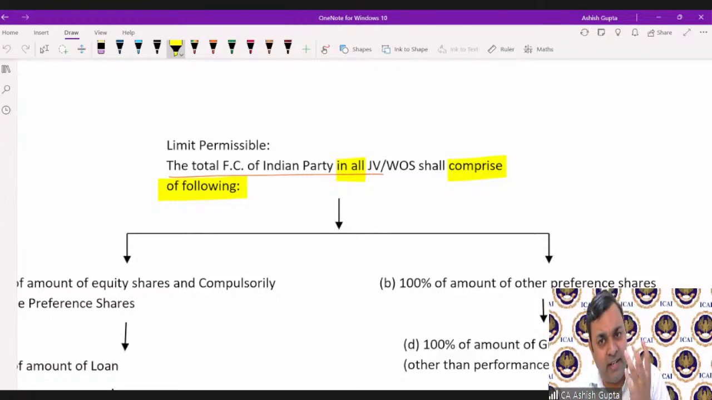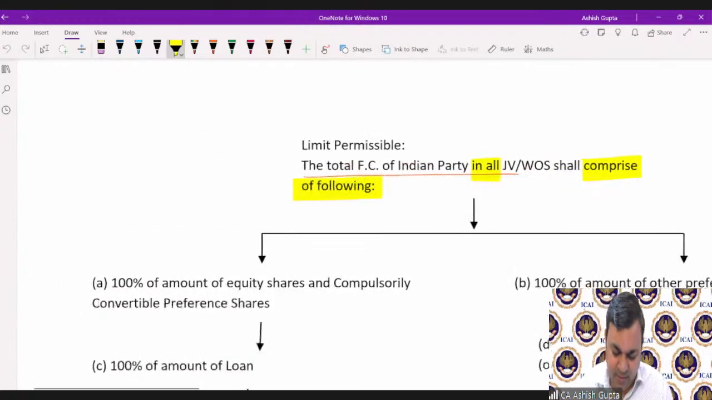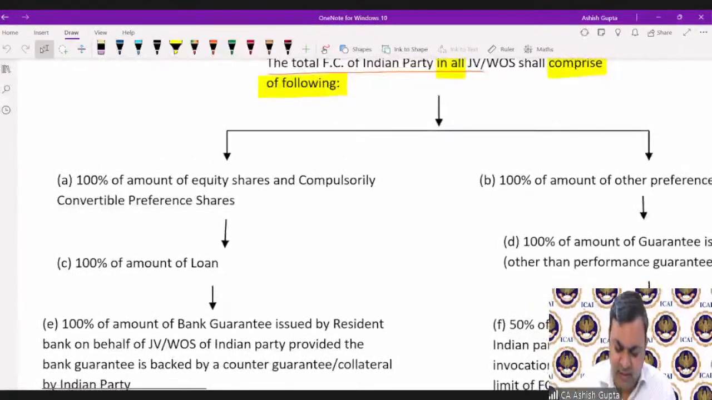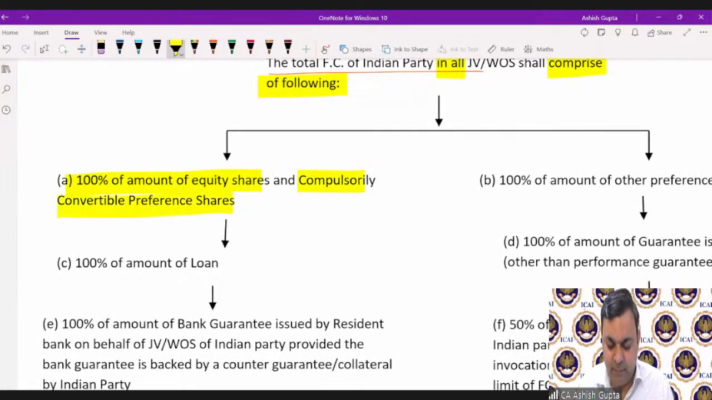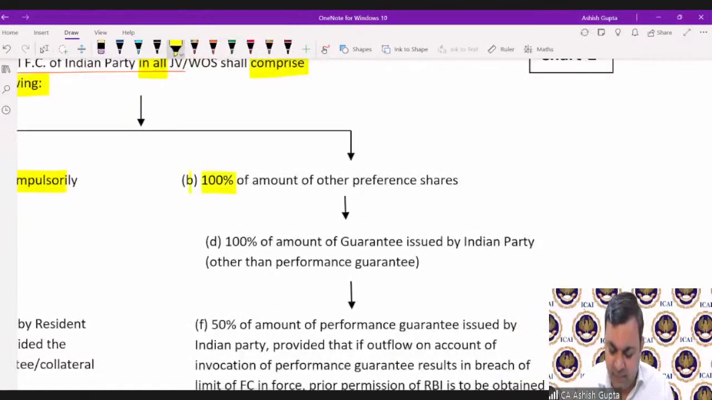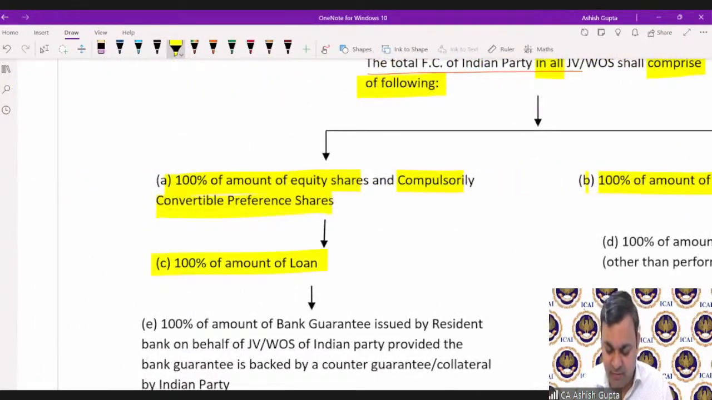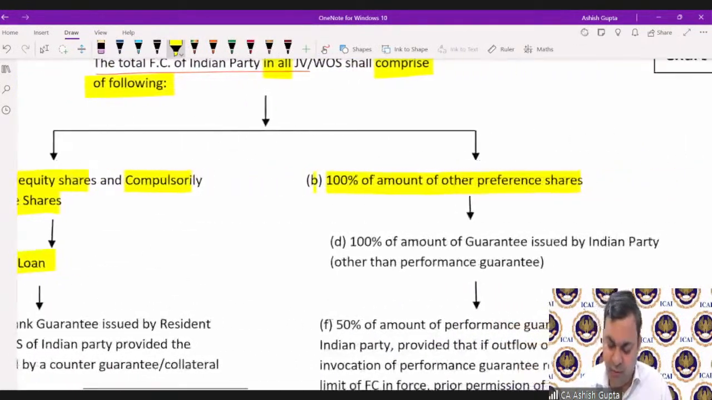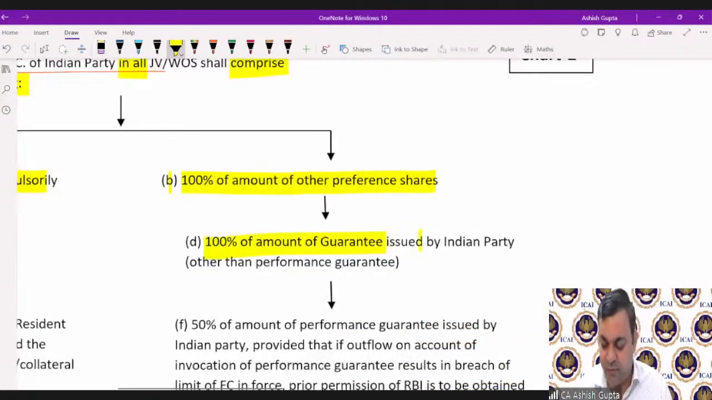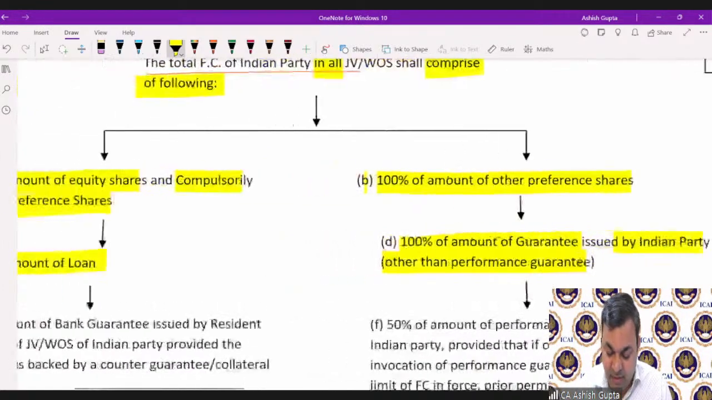So what exactly is the limit? First is 100% of the amount of equity shares or compulsory convertible preference shares. Second limit is 100% of the amount of other preference shares. Third is 100% of the amount of loan. Fourth is 100% of the amount of guarantee issued by the Indian party, other than the performance guarantee.